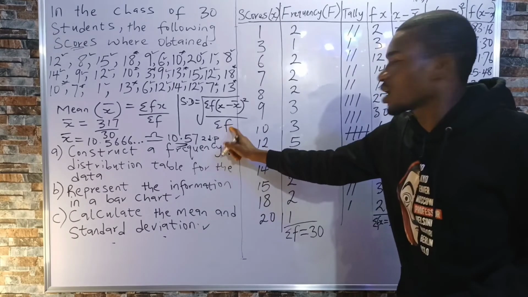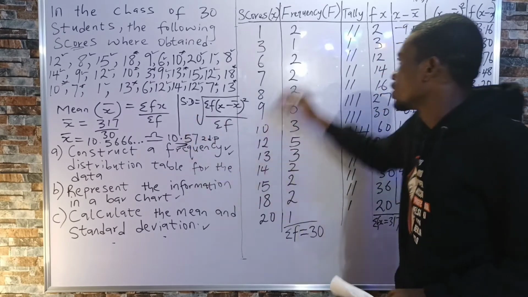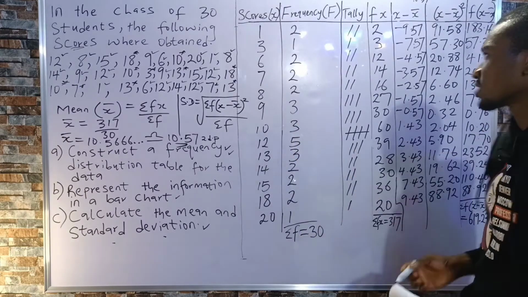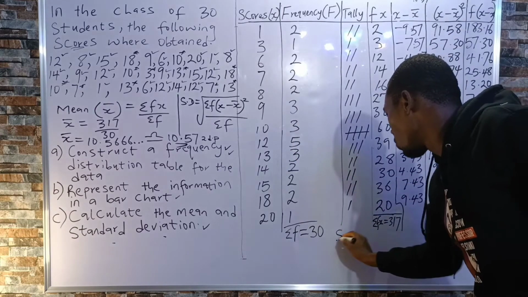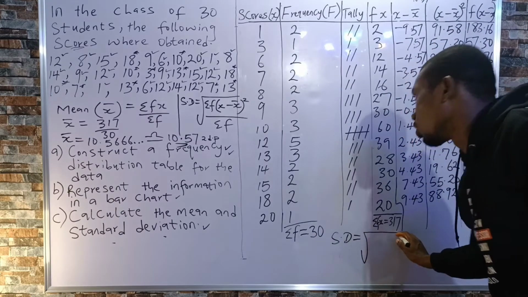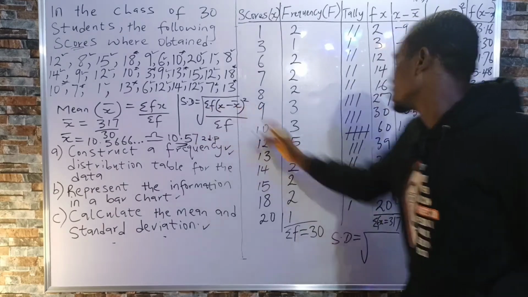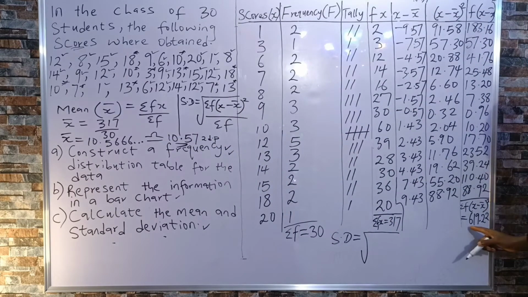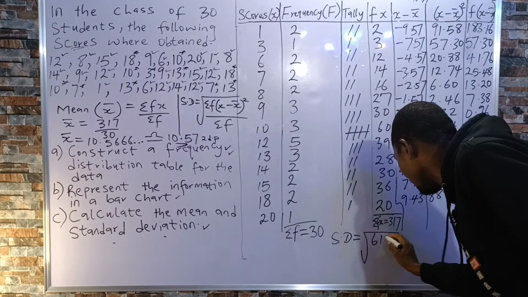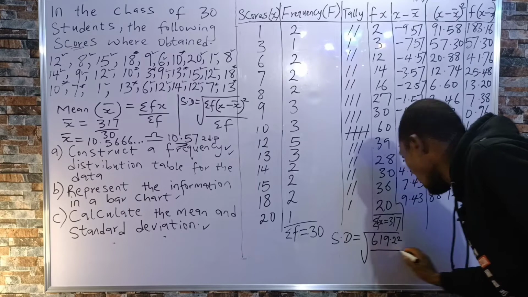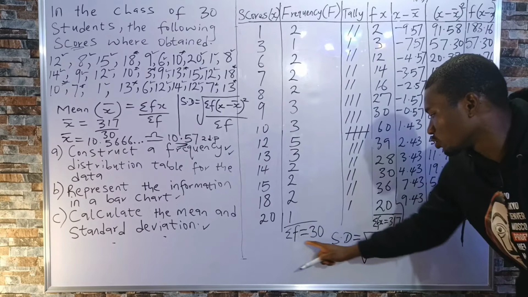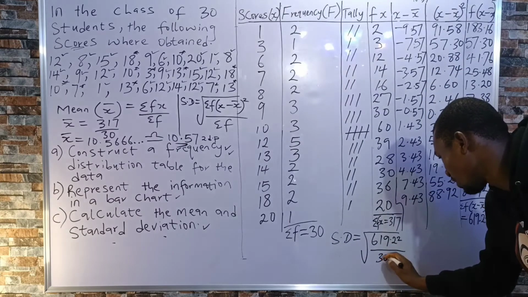Then for the summation of f in this formula for standard deviation, we've already summed our f to be 30. So let's complete the solving for the standard deviation. The standard deviation, which is our SD, is equal to the square root of the summation of everything here, which we just summed to have 619.22, divided by the summation of f, which we summed to be 30, so all over 30.